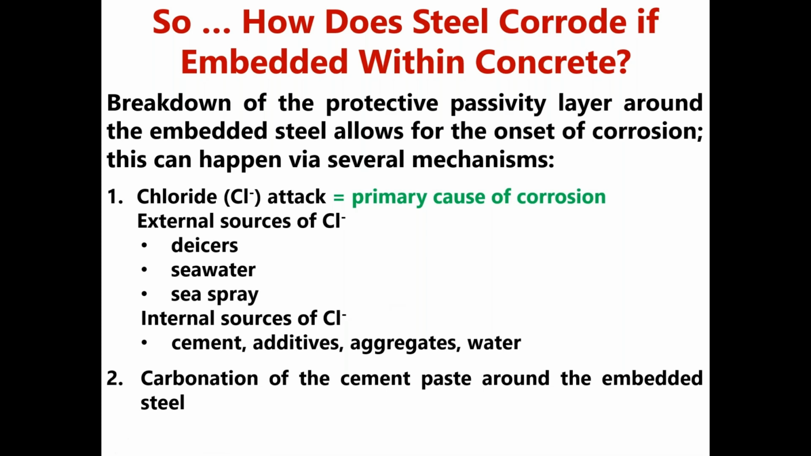So we just talked about number 1 on this list. There are other reasons why that passivity layer can be damaged. I'll mention this for number 2. If the cement paste around the embedded steel is carbonated, that will also remove the passivity layer. So remember, the passivity layer is there when the pH is 12 or 13. If you carbonate the paste, then you're lowering the pH of that cement from 12 or 13 down to like 8 or 9. And that's enough to remove the passivity layer.